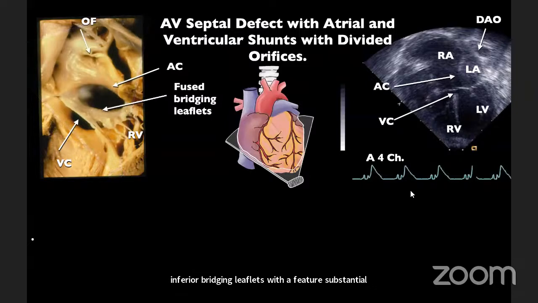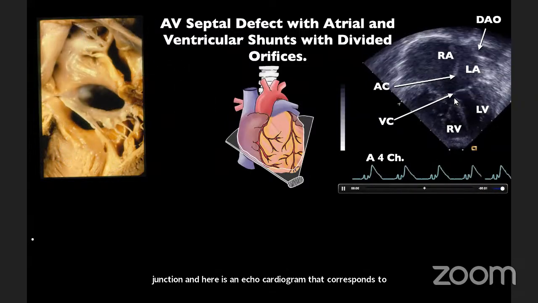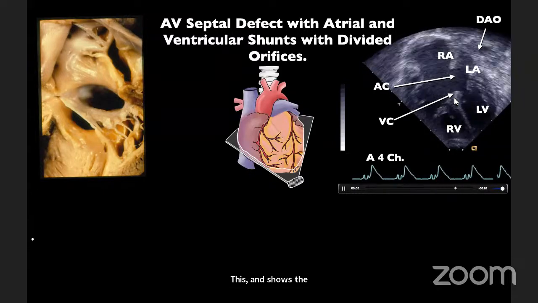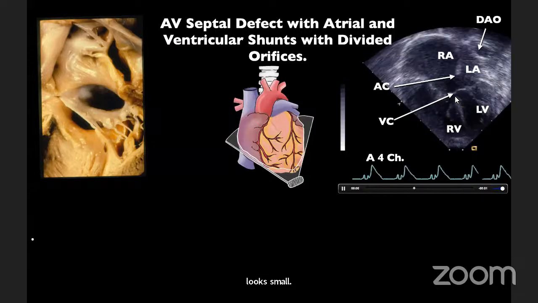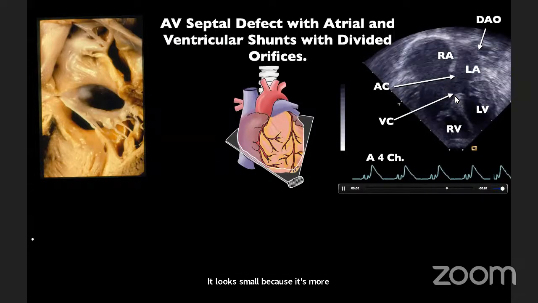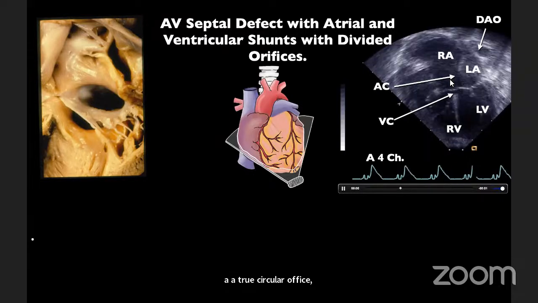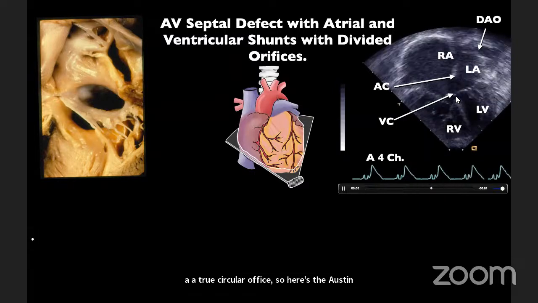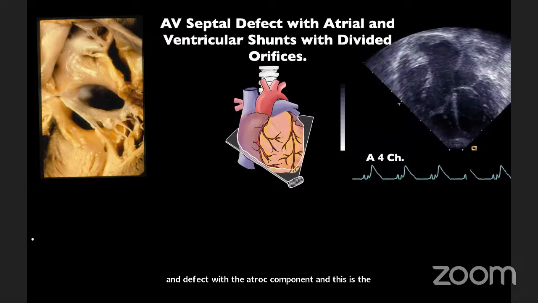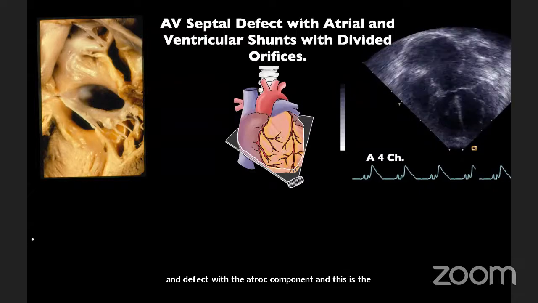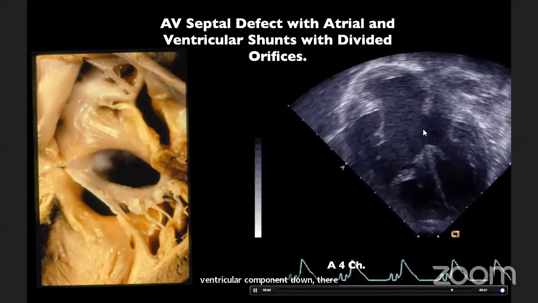And here is an echocardiogram that corresponds to this and shows the interventricular communication, which looks small. It looks small because it's more cigar-shaped than it is a true circular orifice. So here's the ostium primum defect with the atrial component, and there's the ventricular component down there. Ventricular component, atrial component.